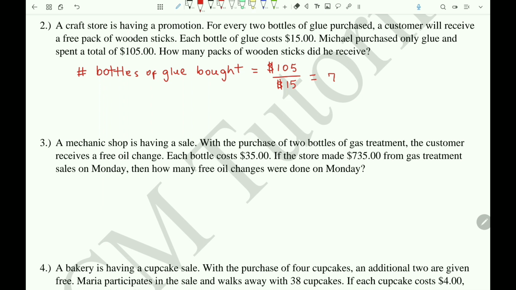Now, every 2 bottles of glue is 1 pack of sticks. So the sale bundle would be the 2 bottles of glue that you buy, and the 1 free pack of wooden sticks, right? So 2 bottles of glue plus 1 pack of wooden sticks.